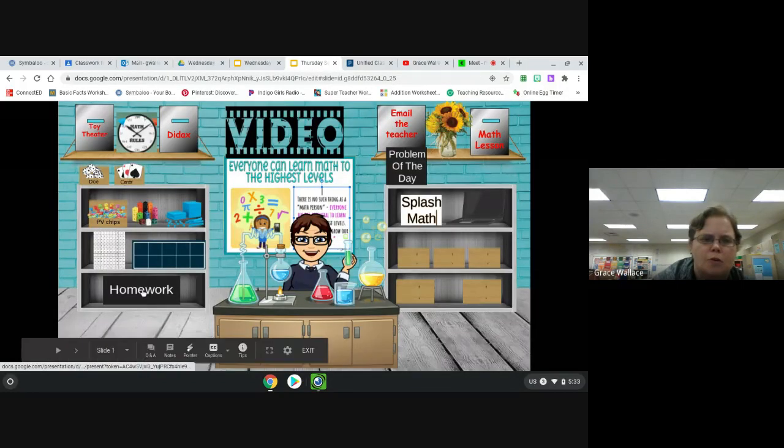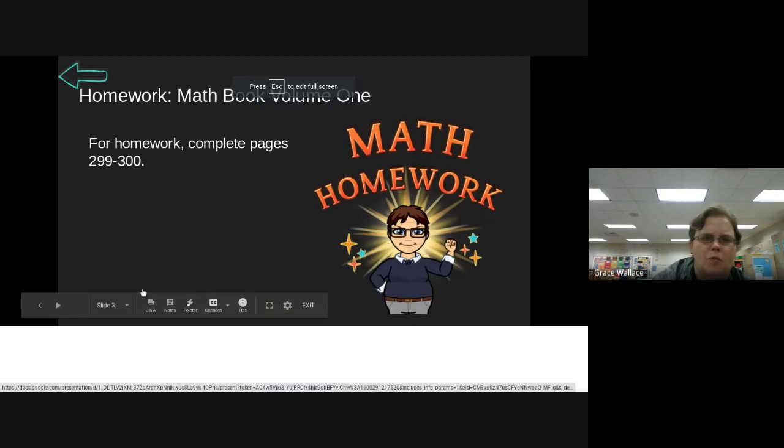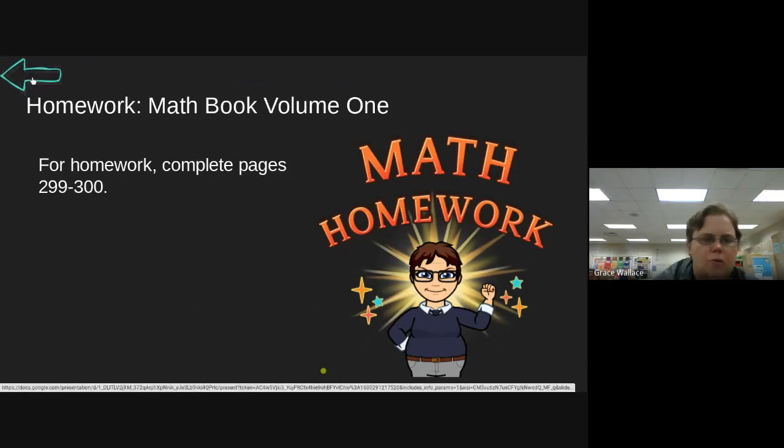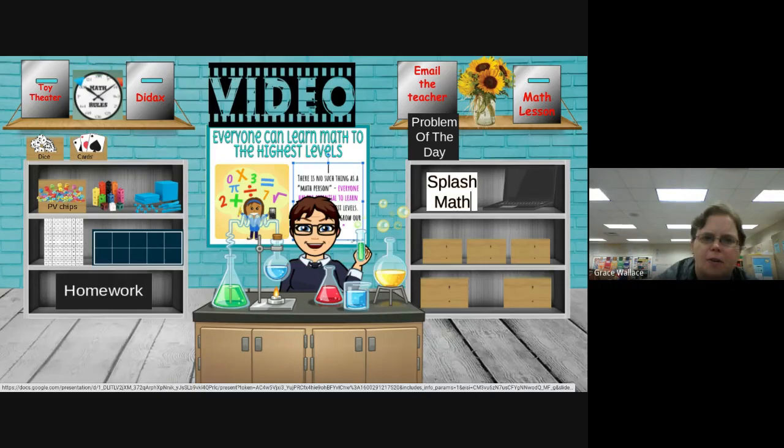Your homework. It says for homework, complete pages 299 to 300. If you want to go back to our main classroom page, just hit on this arrow and it'll take you right there. And then there's some base 10 blocks here that you can use. There's also some in our lesson.